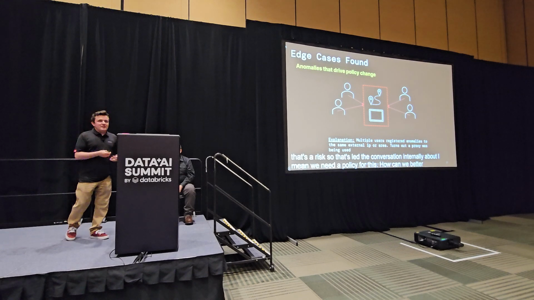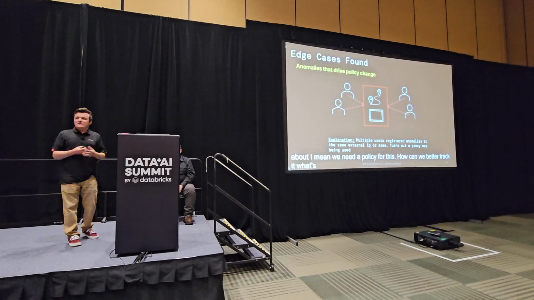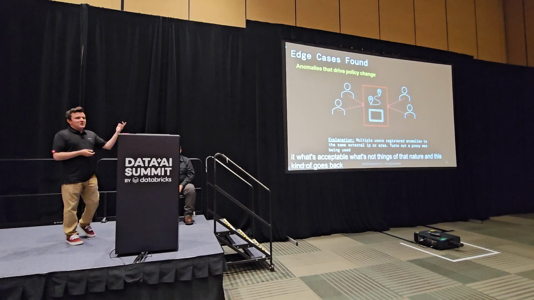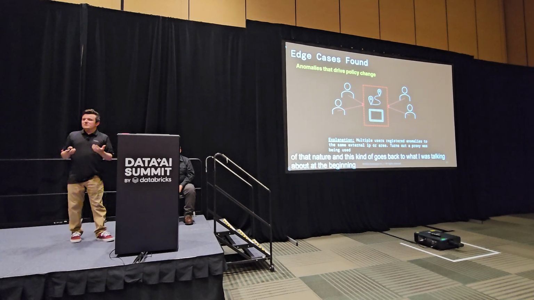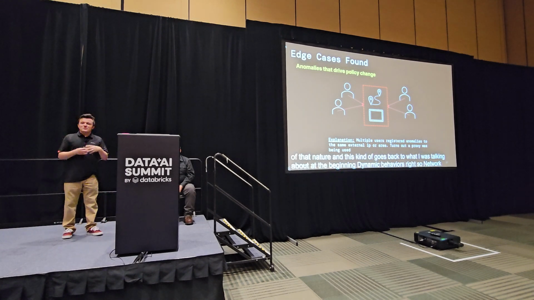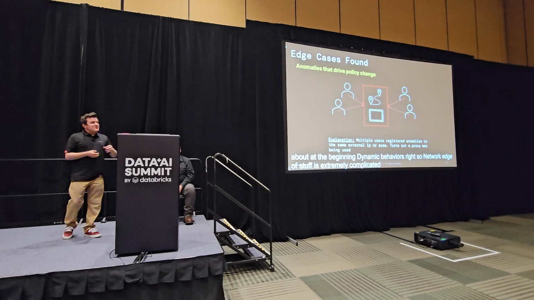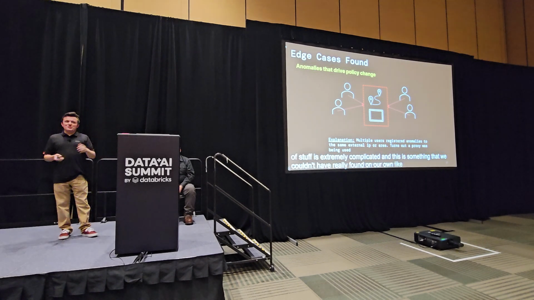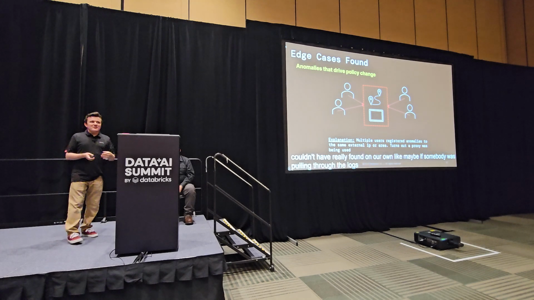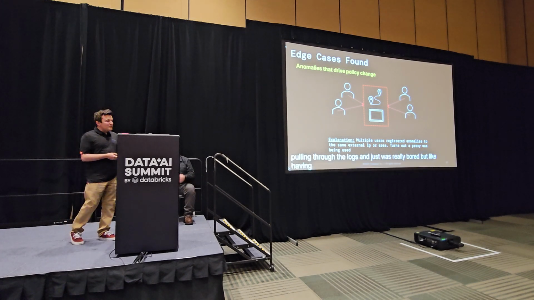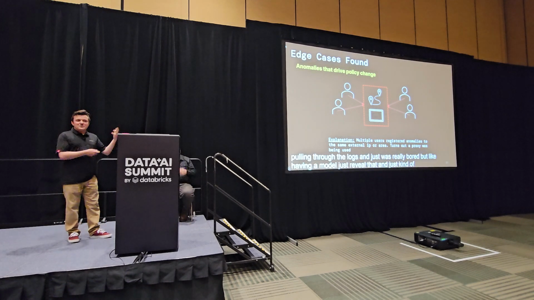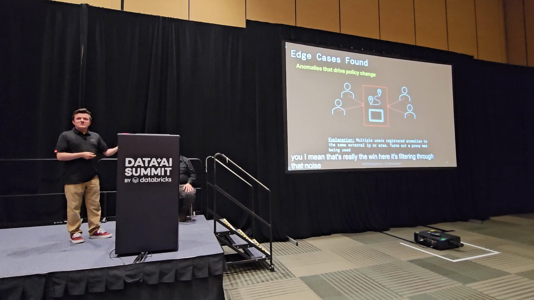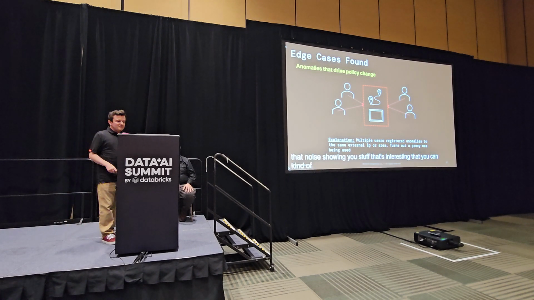How can we better track it? What's acceptable, what's not? Things of that nature. And this goes back to what I was talking about at the beginning, dynamic behaviors, right? Network edge stuff is extremely complicated. This is something that we couldn't have really found on our own. Maybe if somebody was poring through the logs and was really bored, but having a model reveal that and show that to you, that's really the win. It's filtering through that noise, showing you stuff that's interesting that you can take advantage of.